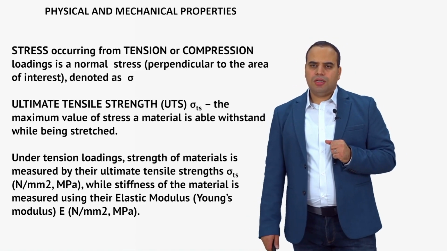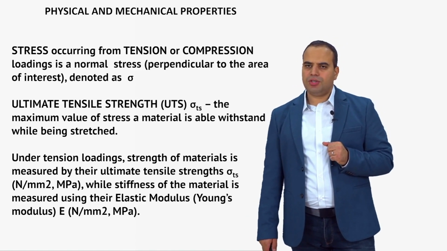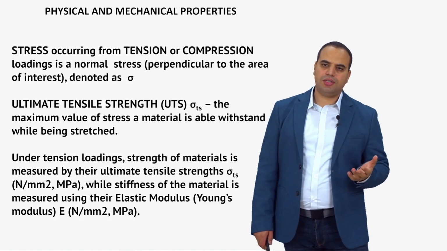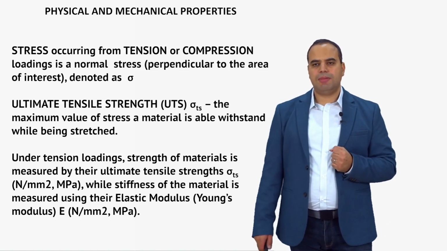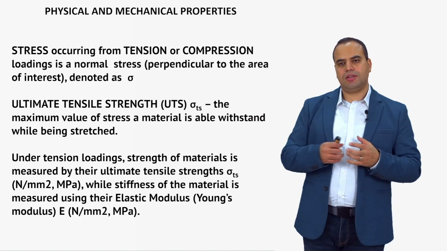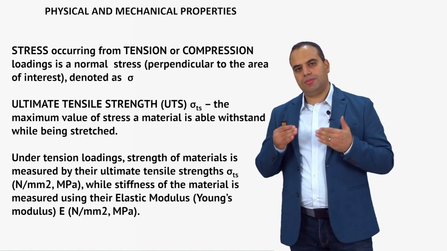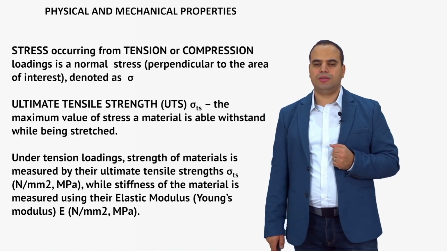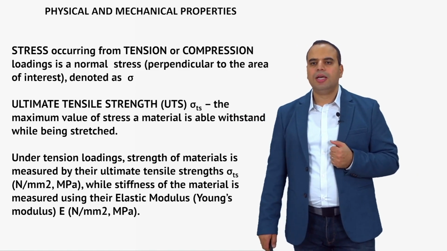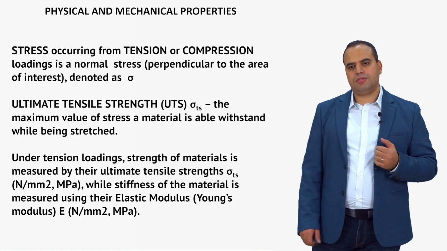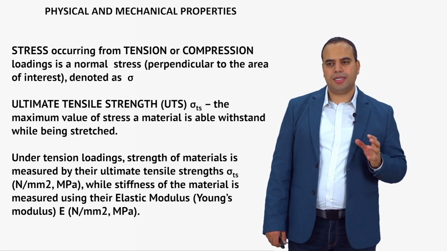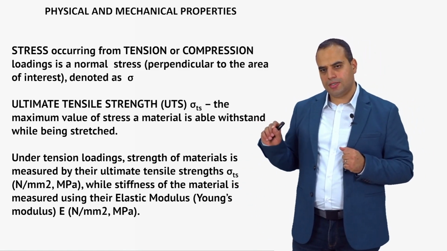Moving a little bit on, stress occurring from tension or compression loading is called normal stress, and ultimate stress is the maximum value of stress the material is able to withstand, and afterwards it is being basically destroyed. So this is the maximum level of stress the material itself can take, right? And under tension loading, strength of materials is measured by their ultimate tensile strength, which is called sigma UTS, right?